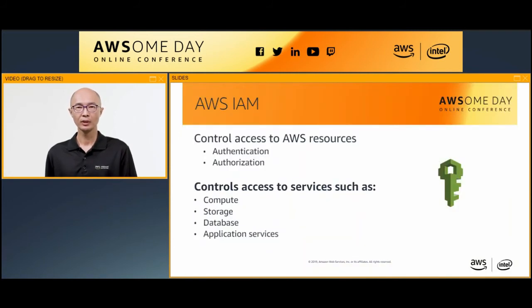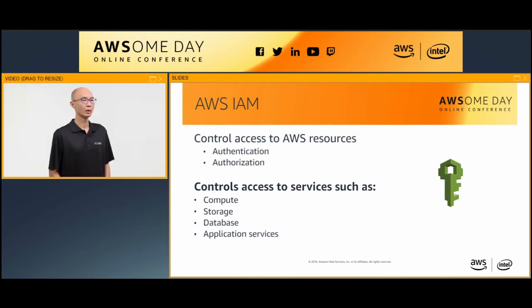AWS IAM is a service that helps you securely control access to AWS resources for your users. You use AWS IAM to control who can use your AWS resources, this is known as Authentication, and how they can use resources, known as Authorization. AWS IAM allows you to manage access to compute, storage, database, and application services in the AWS Cloud. In short, this is the role-based access control or RBAC mechanism to manage access on the AWS platform.